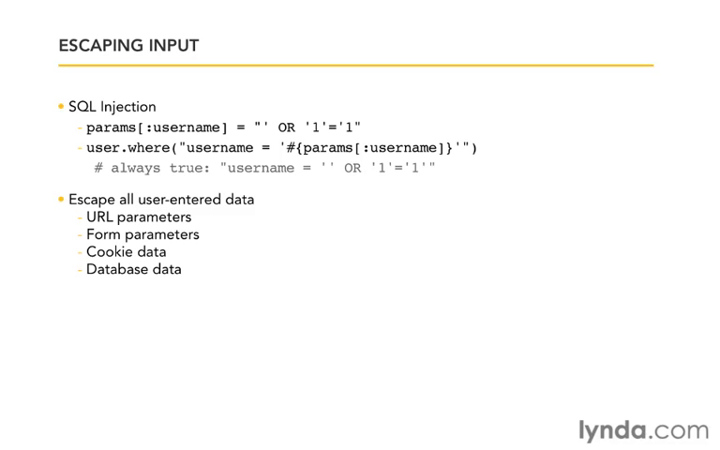Now, it's not just form parameters that we need to worry about. That's probably the most common, but it's also anything in the URL string. It's also possible to tamper with the values that are in a cookie. And last of all, we need to be aware of the data that's already in the database. Now, this one sometimes people don't think about because they think, well, if I'm escaping the SQL when it comes into my application, then I should never have to worry about it. At that point, it should be safe.